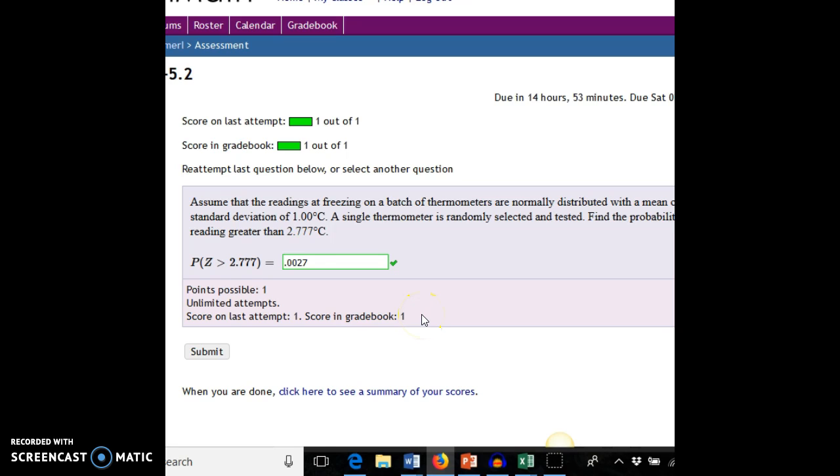So if you use Excel for these, you're going to get nice accurate values the way they want them to be in the homework.